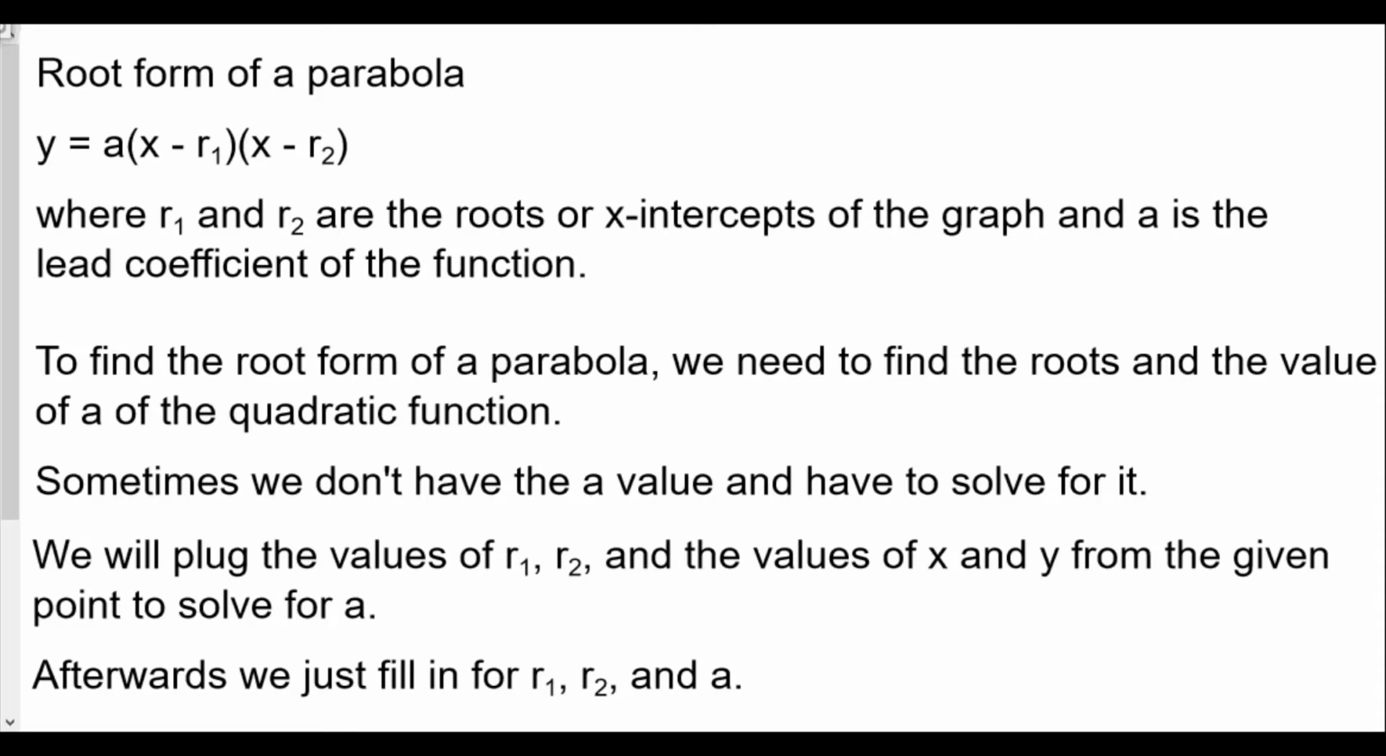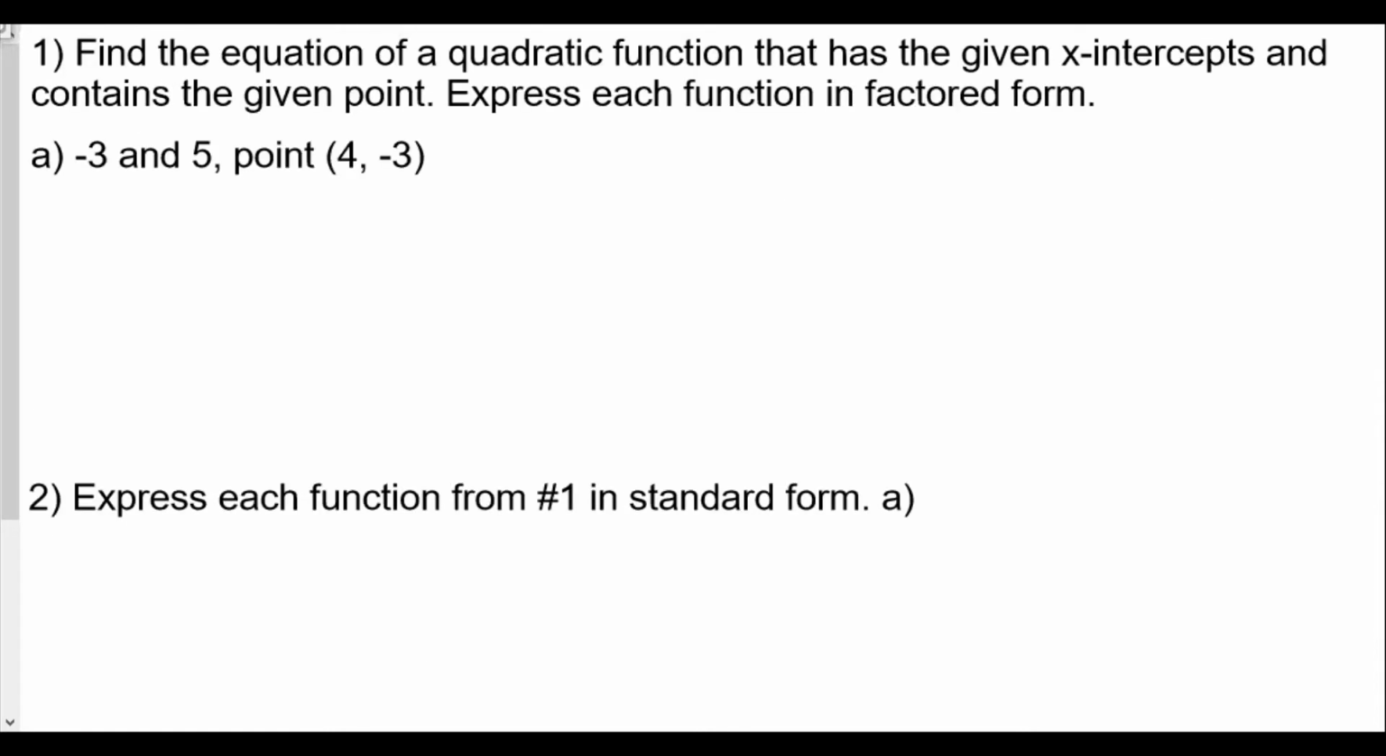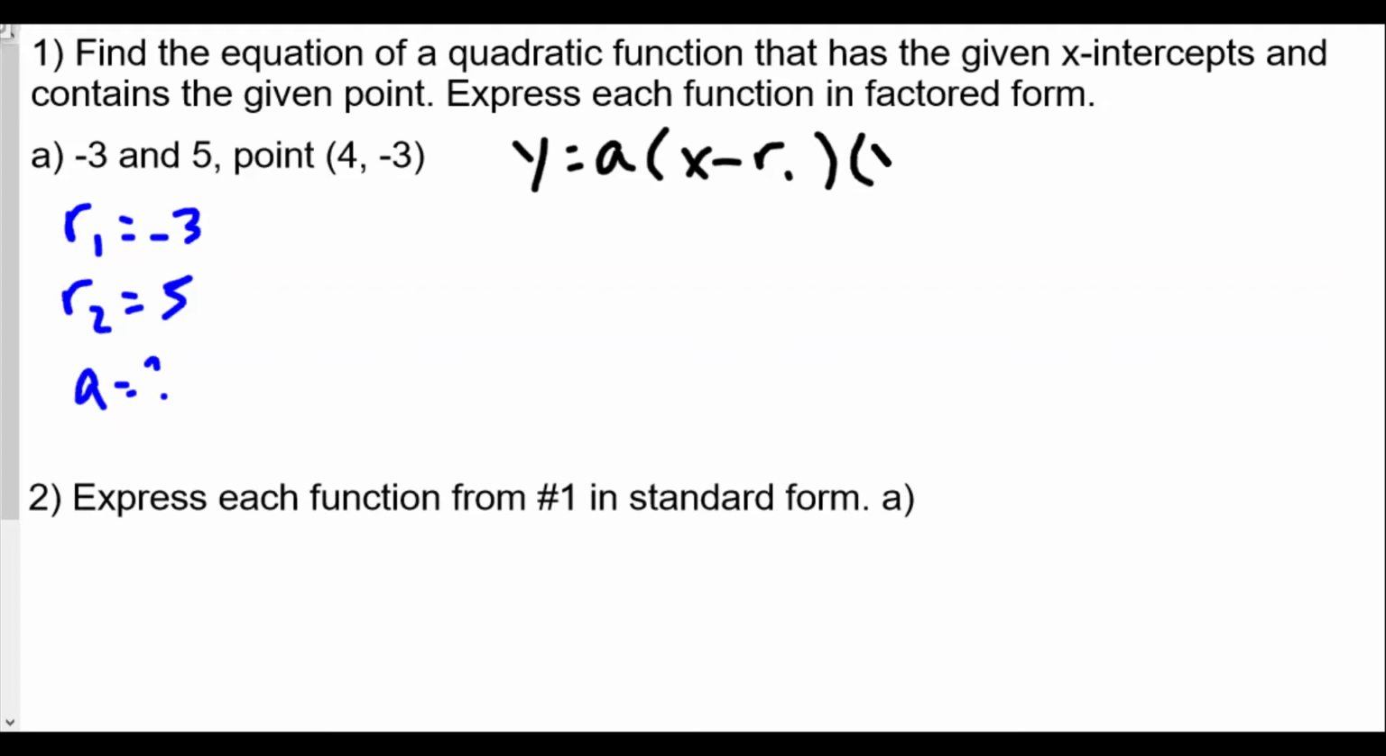So let's go back to our question number 1. Identify what we have here. R1 is -3, R2 is 5, and the a value we don't know. Our formula is y equals a times (x minus r1) times (x minus r2). This is the factored form. So we do not know what a is equal to. However, when they gave us the point here, they gave us the x and y value, so we can plug in x and y from the given point.